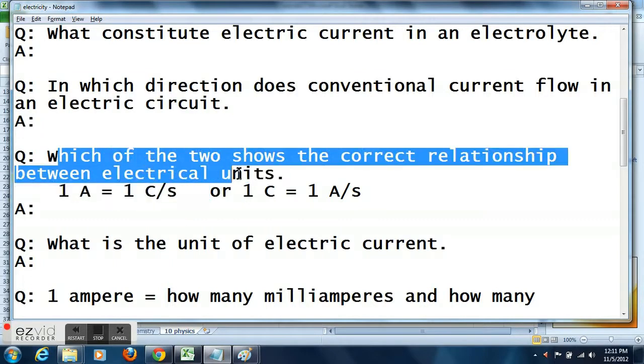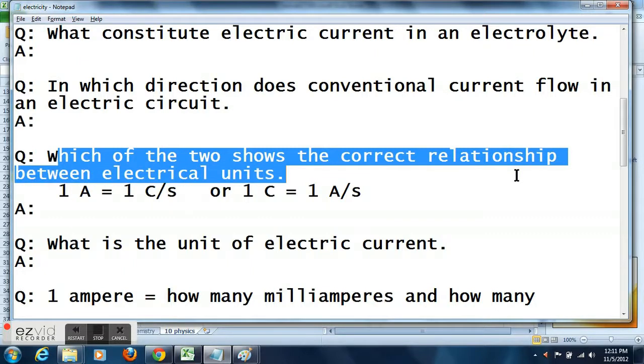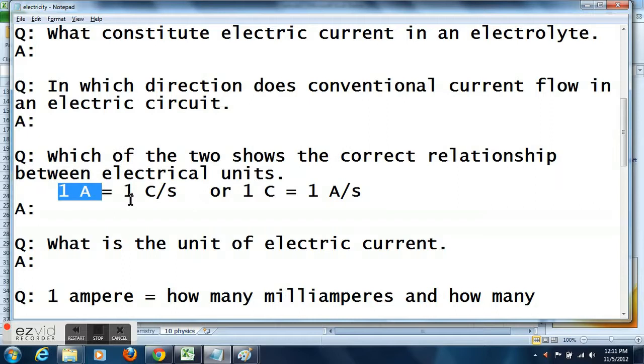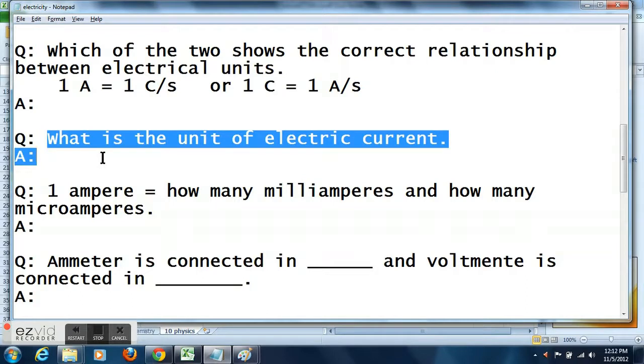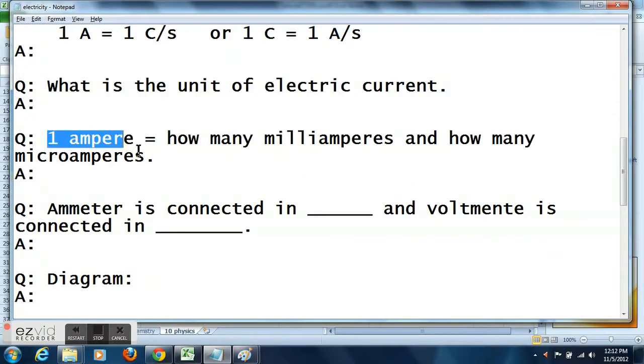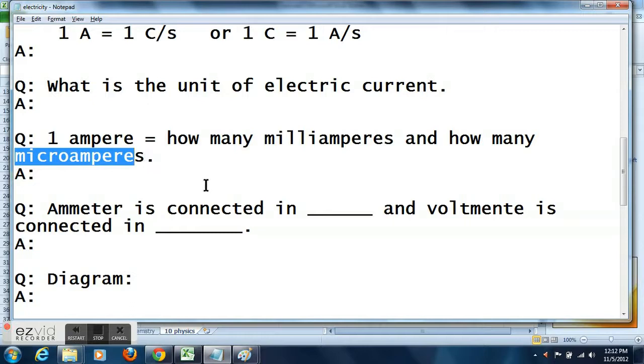Which of the two shows the correct relationship between electrical units? First one, 1 ampere equals 1 coulomb per second, or 1 coulomb equals 1 ampere per second. What is the unit of electric current? That means you have to mention the SI unit. 1 ampere equals how many milliamperes and how many microamperes?